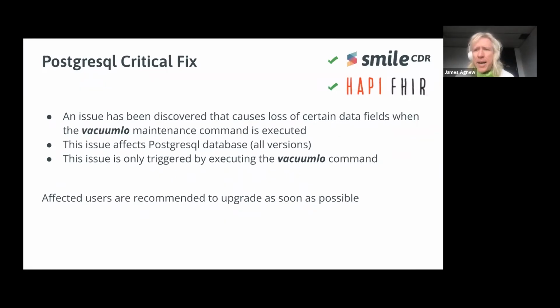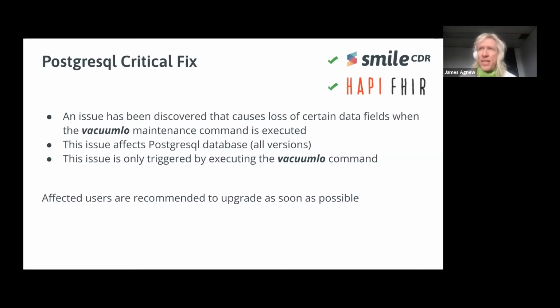One other bit of, perhaps I'll call it housekeeping, that is important to get right off the bat. We have addressed in this release a critical fix for users of the Postgres database. Postgres, unfortunately, with our use of Hibernate, we have been bitten by a bug that's actually in the Hibernate library that we use as an ORM mapping within HappyFire, and by extension of that within Smile CDR. That issue means that anyone who uses the vacuum LO maintenance command can potentially lose a couple of specific bits of data from their database. It does not involve losing the contents of FHIR resources or the indexing of those FHIR resources.